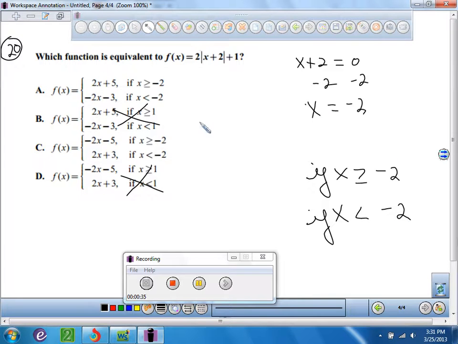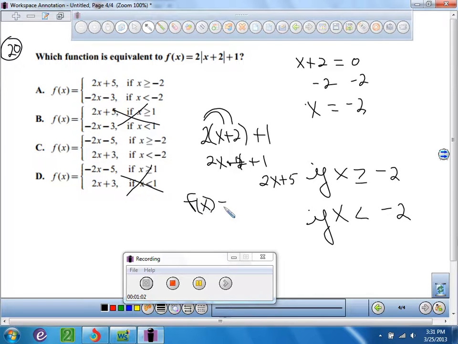Alright, now to come up with the top part or the first part, I'm just going to leave it as is. So we're going to say 2 times x plus 2 plus 1. So I'm going to distribute the 2, so I get 2x plus 2. I'm going to add the 1 to it, so I'm going to get 2x plus 4 plus 1, so I'm going to end up with 5 here. I'm going to go ahead and write in functional notation. Alright, so that's the first part.